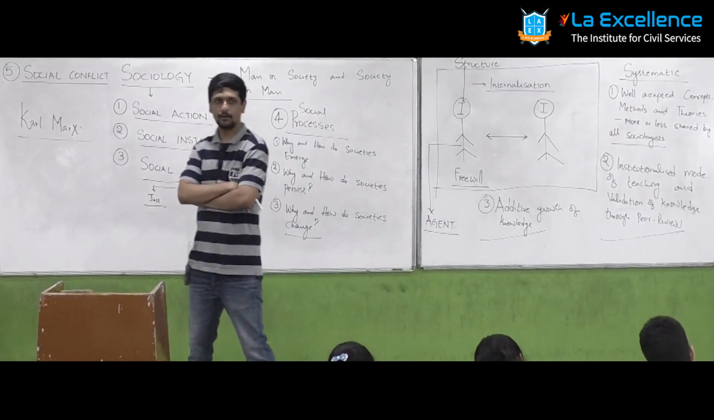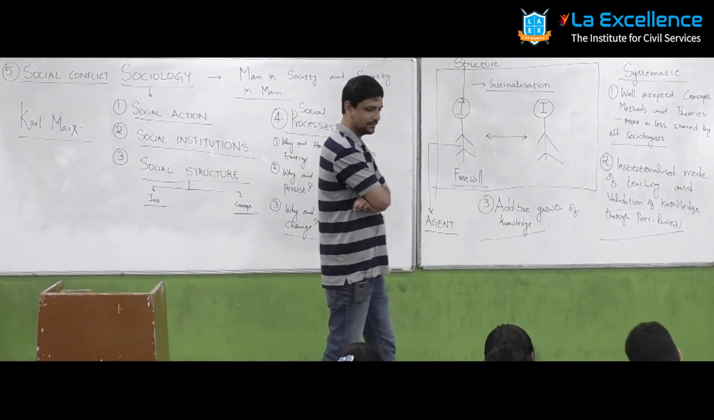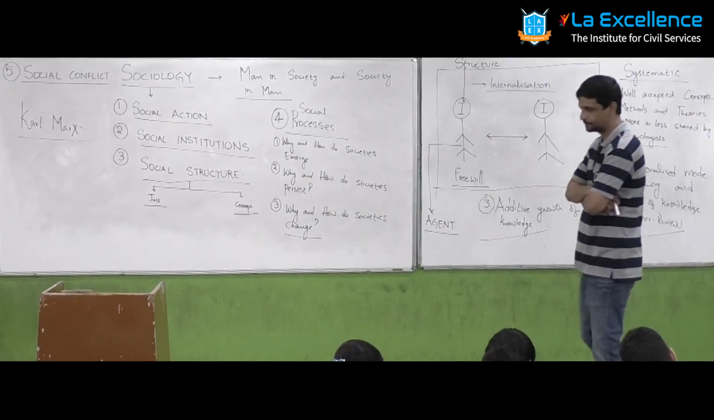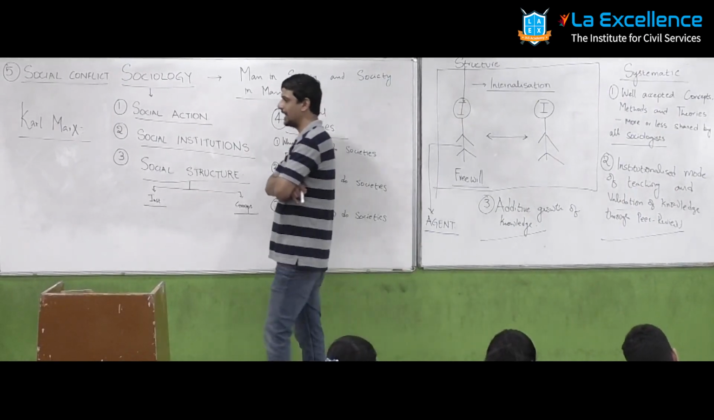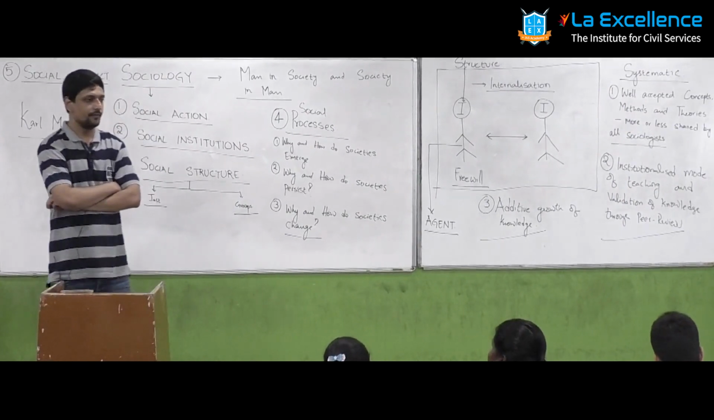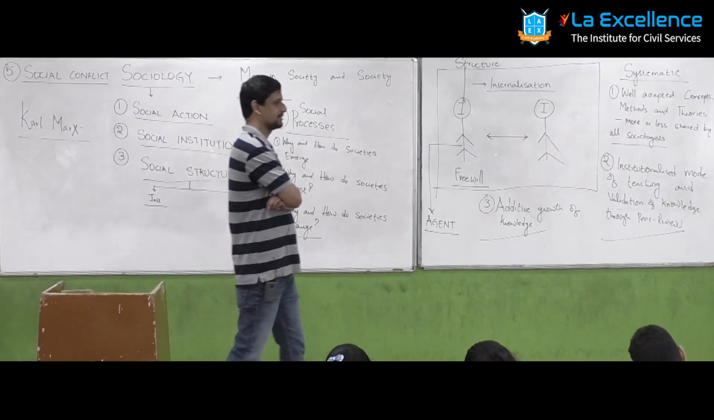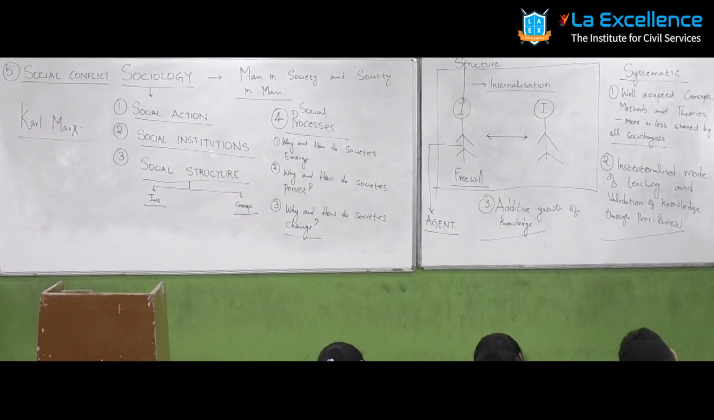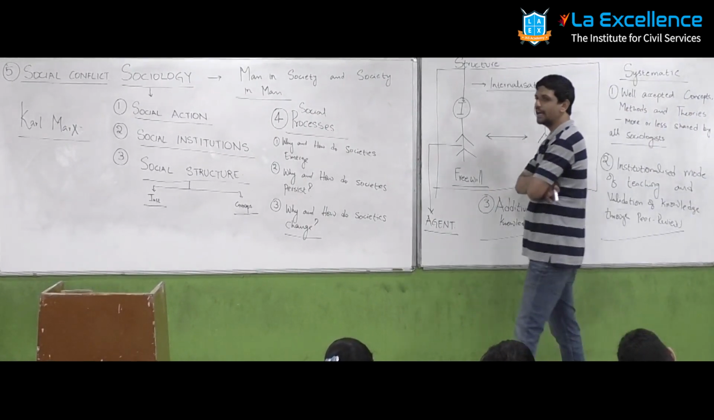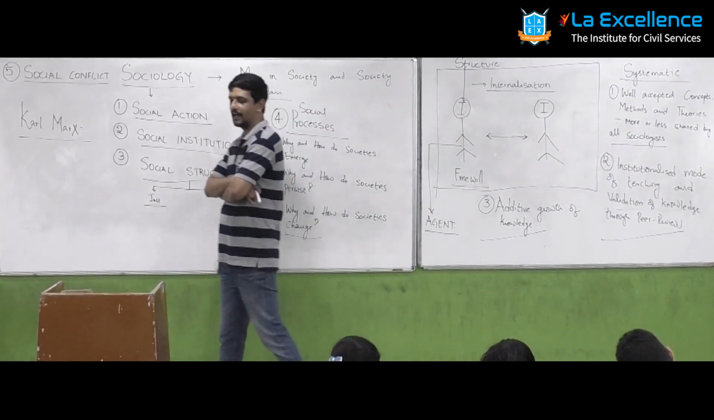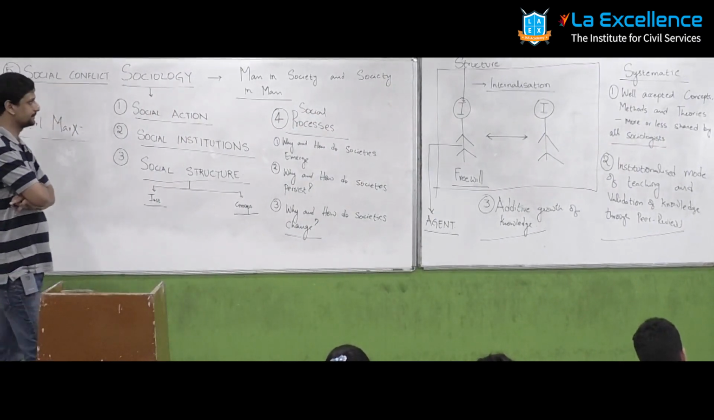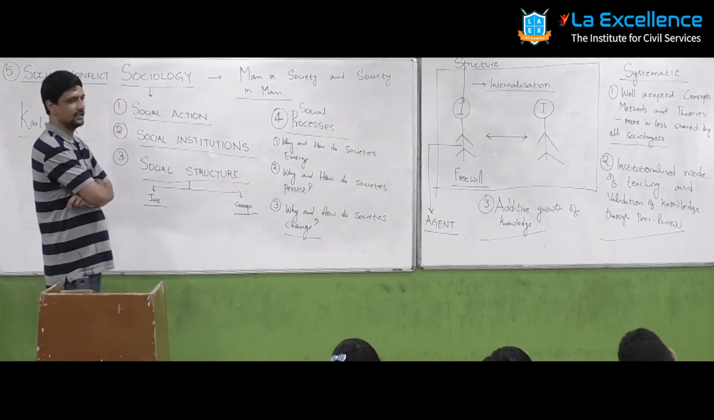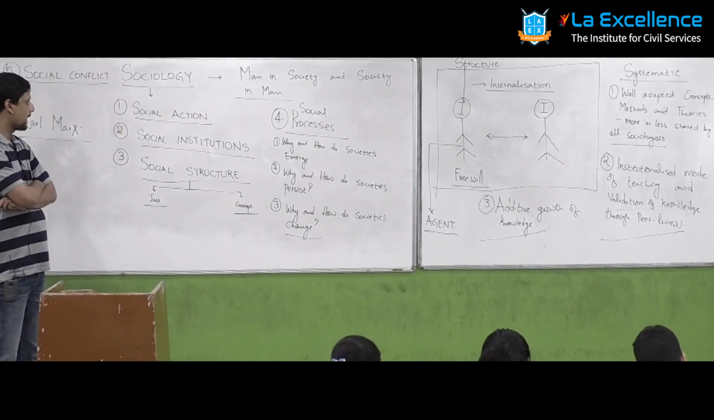Action becomes a social action when there are at least two acting individuals, and they are oriented towards one another.